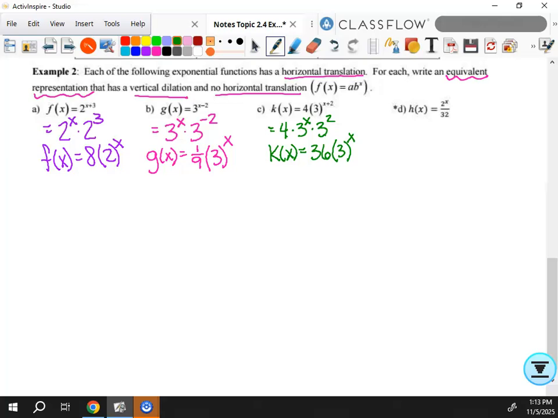Okay, so D has a little asterisk on it because we're going the other way. Instead of taking a translation and making it into a dilation, we have a dilation, and we're making it into a translation. But it's 2 to the x over 32. First of all, can I reduce the 2 and the 32? No, because there's that exponent on it, right?